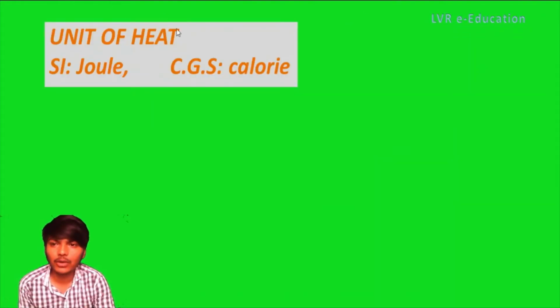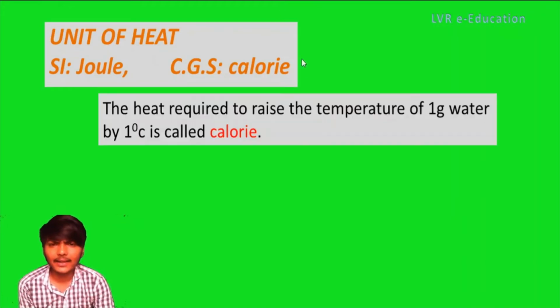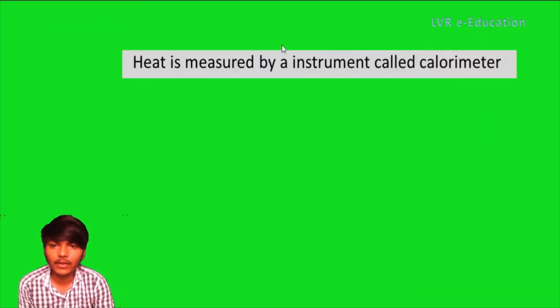Now let's discuss units of heat. In the SI system, the unit of heat is joule. In the CGS system, it is calorie. We define 1 calorie as the heat required to raise the temperature of 1 gram of water by 1 degree centigrade. The value of 1 calorie is equal to 4.186 joules. So now you know what heat is and what the units of heat are.